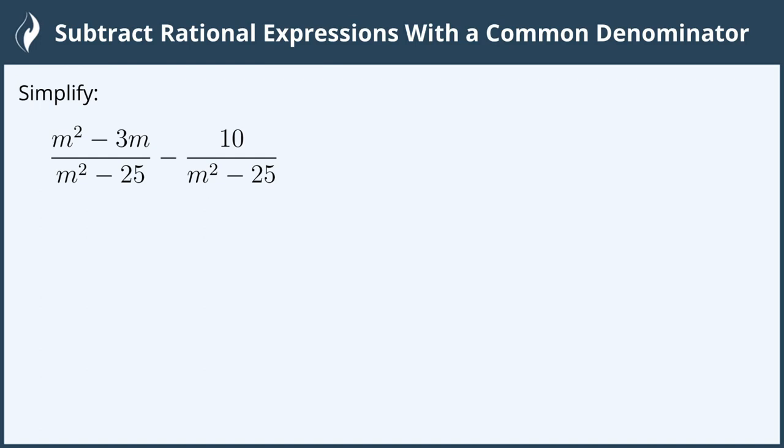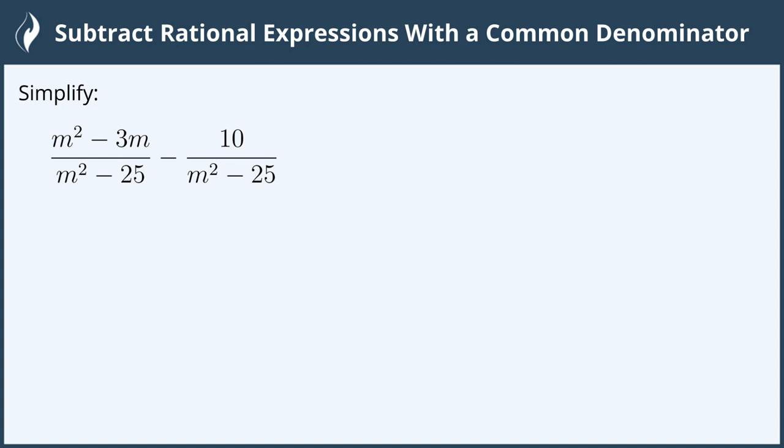Hi everyone! In this video, we will subtract rational expressions with a common denominator. Simplify m squared minus 3m over m squared minus 25 minus 10 over m squared minus 25.